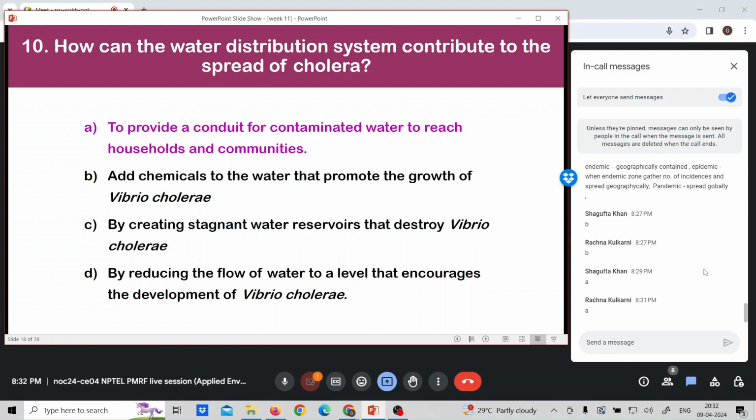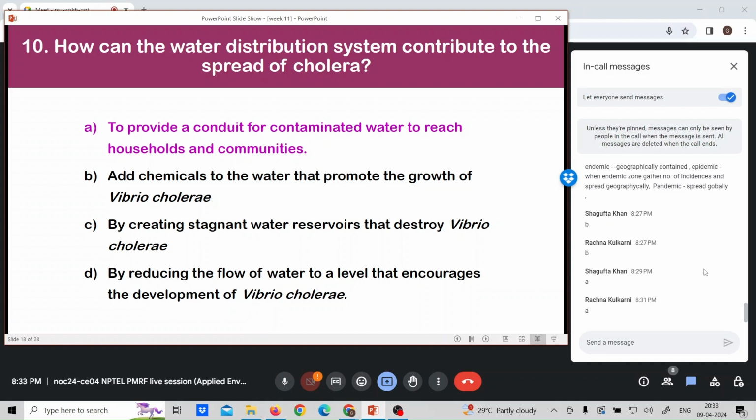Whereas in option B, what we are saying is it's adding chemicals to water. No, it is not adding any chemicals to water. The water distribution system is not going to add any chemical. It's not going to create a stagnant zone. It's a distribution system, so what it does is it just transports water. So it does not create any stagnant water reservoirs, and also they've given that it destroys Vibrio cholerae. If it is going to destroy Vibrio cholerae, why will it spread?